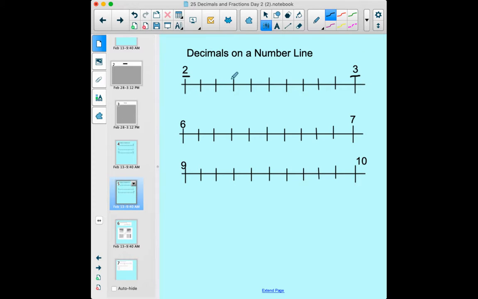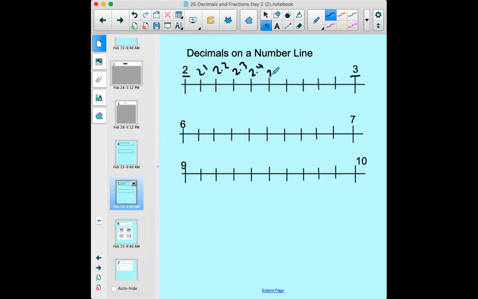Each line you see counts by tenths. So after 2, we have 2 and 1/10. Then we have 2 and 2/10. Then we have 2 and 3/10. So on and so forth, all the way until we get to 3.